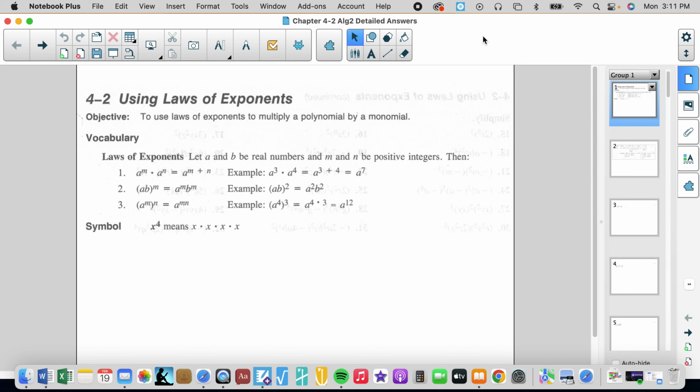Chapter 4.2, dealing with laws of exponents. Here is a very, very important section that I find a lot of students coming out of Algebra 1 are not proficient enough in. And so it's always important to reiterate that you put the time in, figure these things out, that you do it so much. If we look at the first law, that's multiplication.